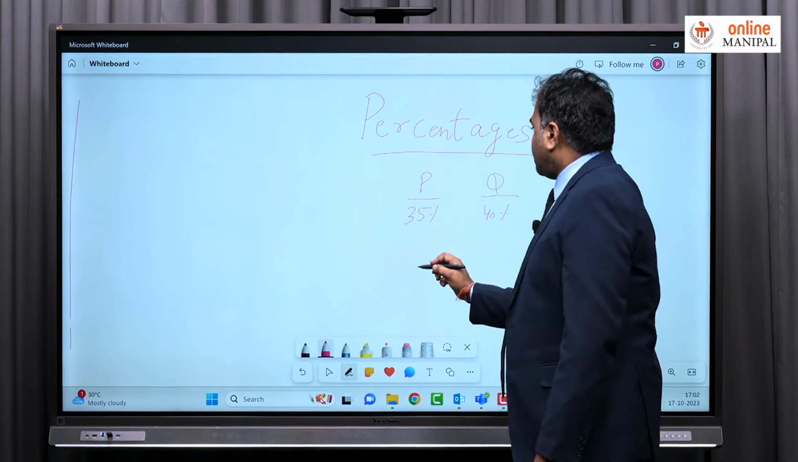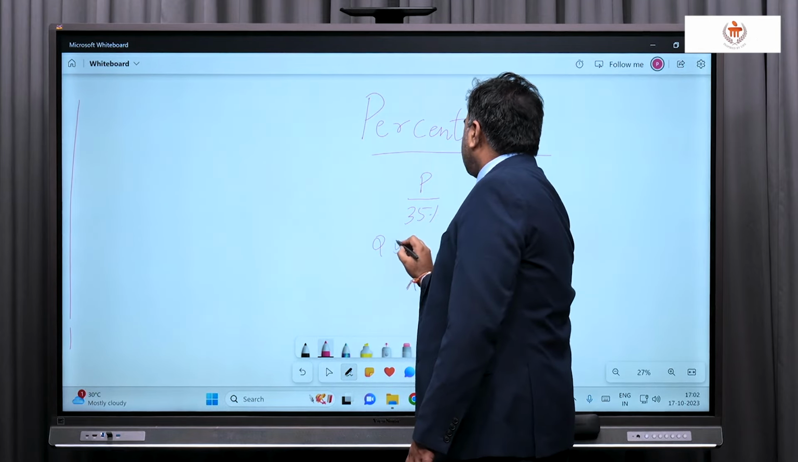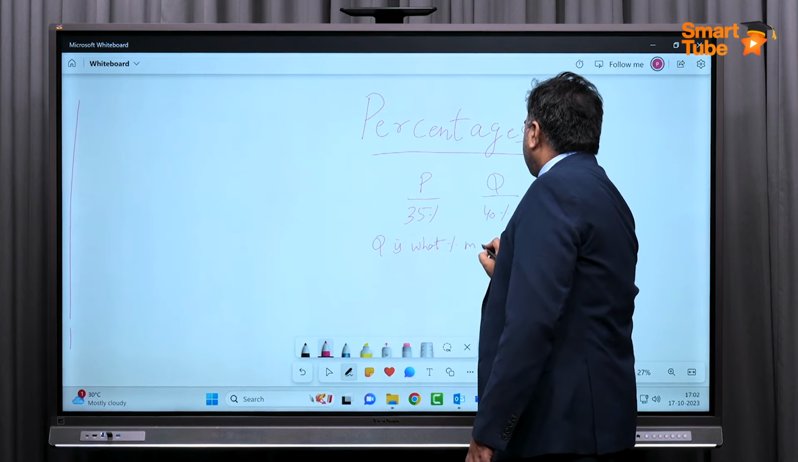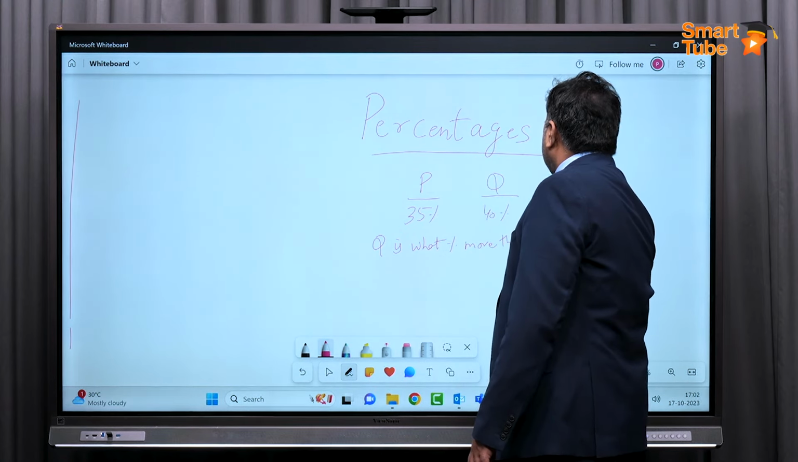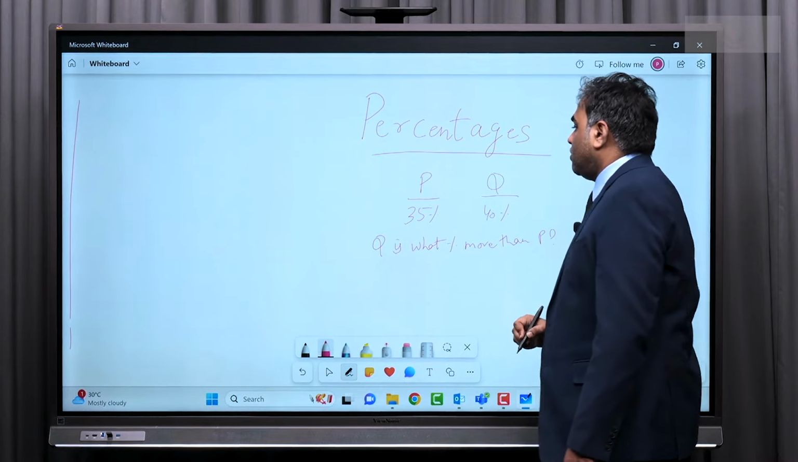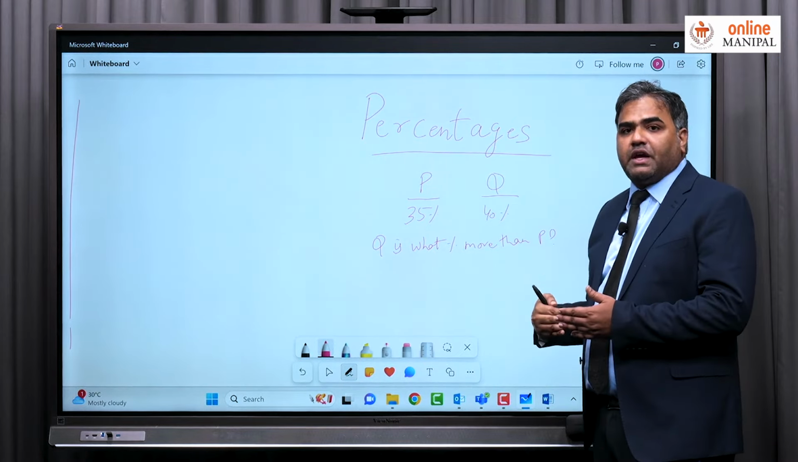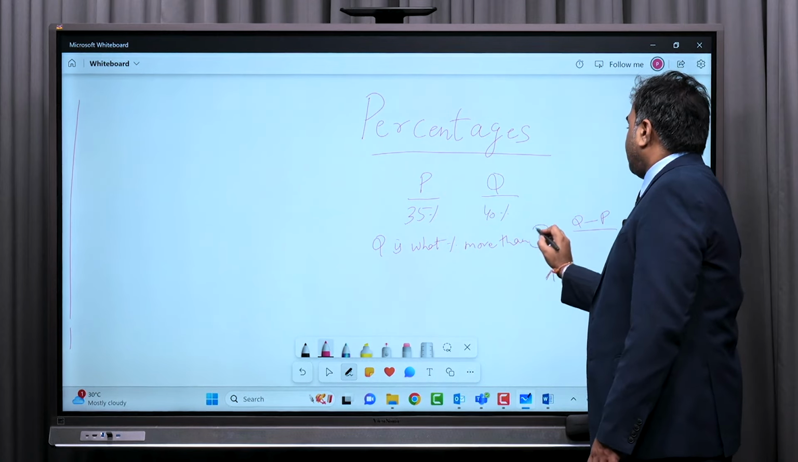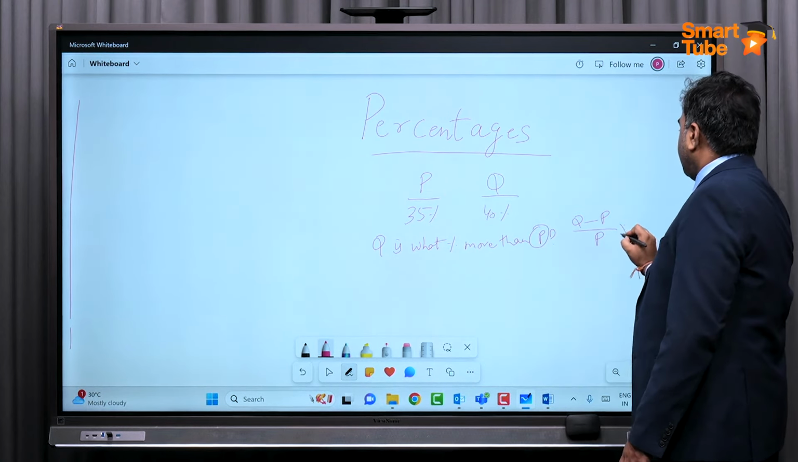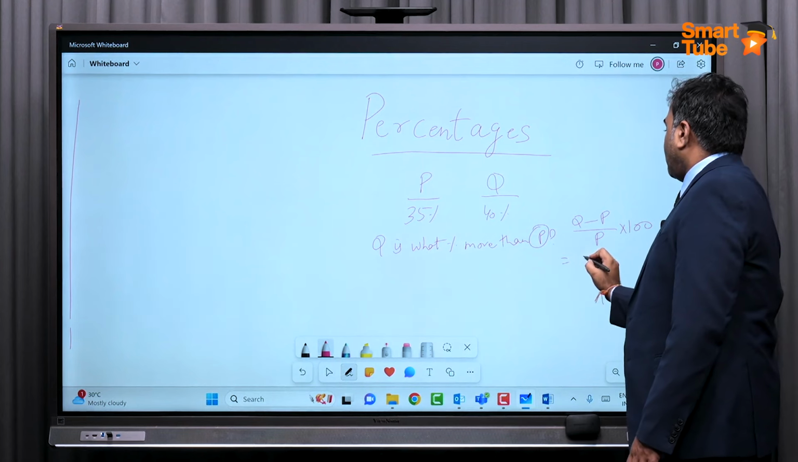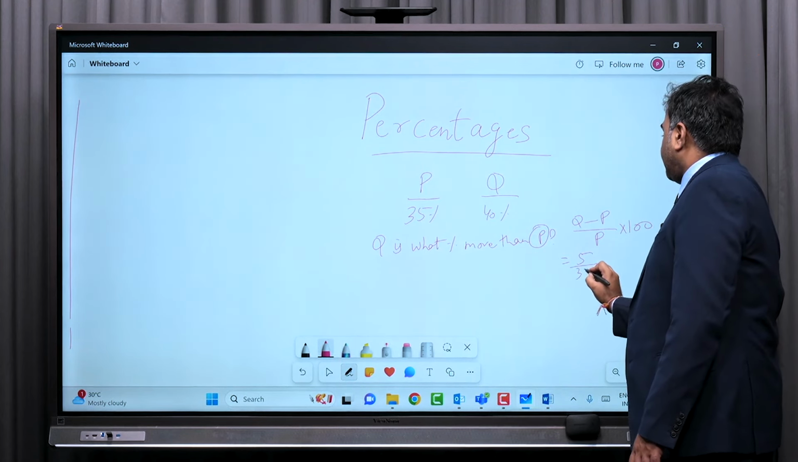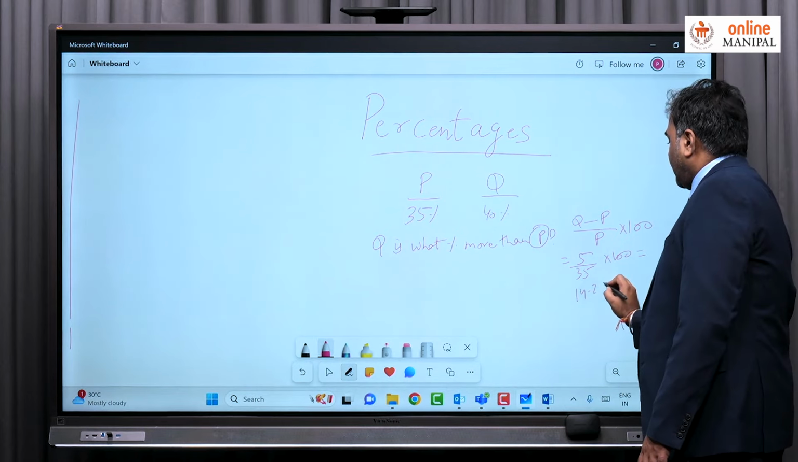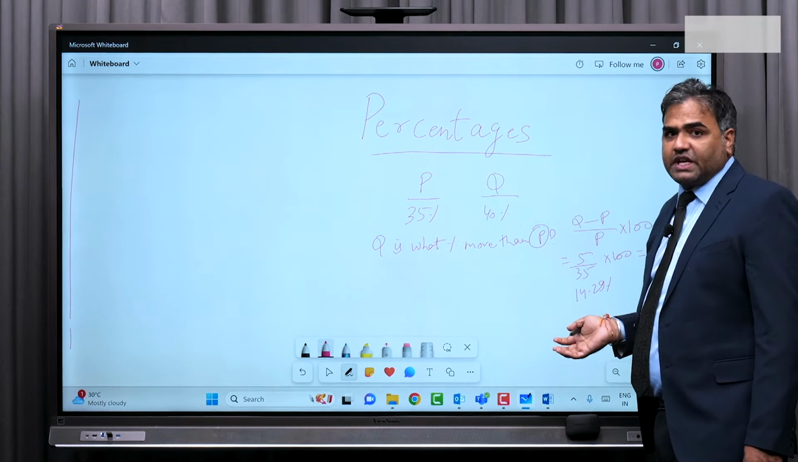Okay, so if I'm asking you Q is what percentage more than P, what you will do in percentage is compare Q minus P, and we are comparing in terms of P into 100. So Q got how much more than P? 5 by 35 into 100. If you do this, you will get 14.29%. Yesterday I already showed you this calculation.